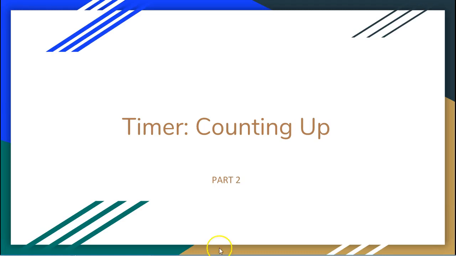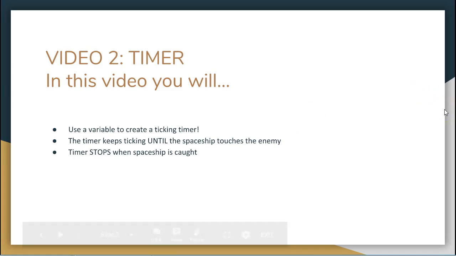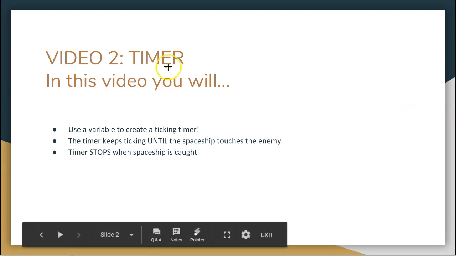What we're going to do in this game this time is keep on making this game, and our mission today is to actually make this timer. That's going to use the same logic we just did with the movement, but it's going to need a variable to help us keep track of the time. When you're done with this video, you'll have a variable that's helping you create a ticking timer. So you'll see the time ticking away. It keeps ticking until the enemy has touched it. So it's going to be one of those repeat until situations, and then make sure the timer stops when the spaceship is caught. So we're going to do those three things in this video.